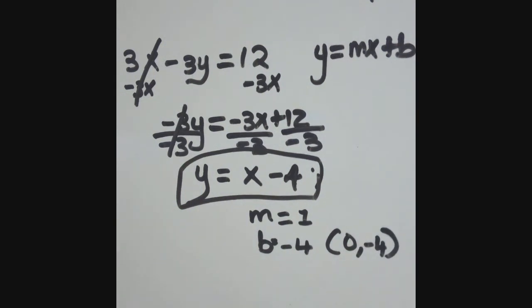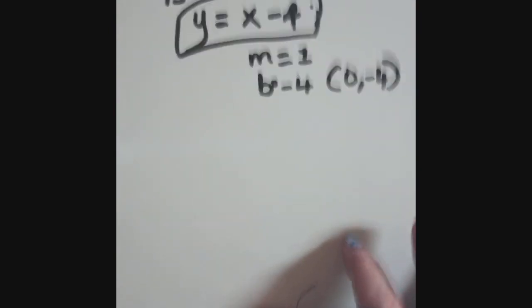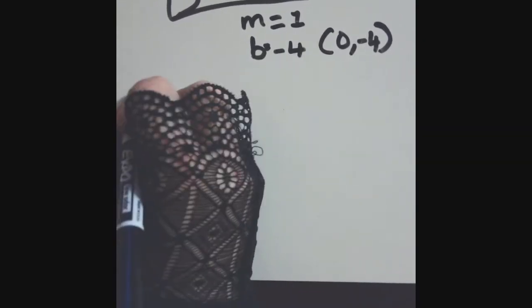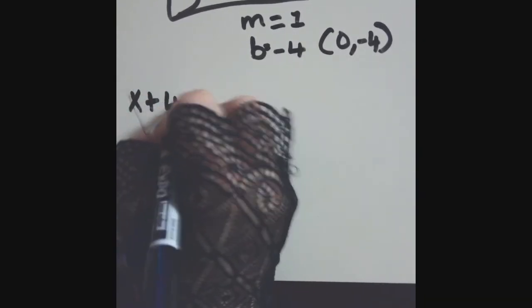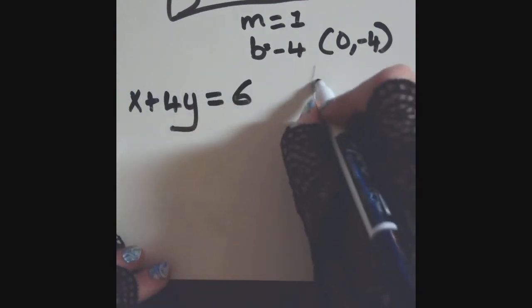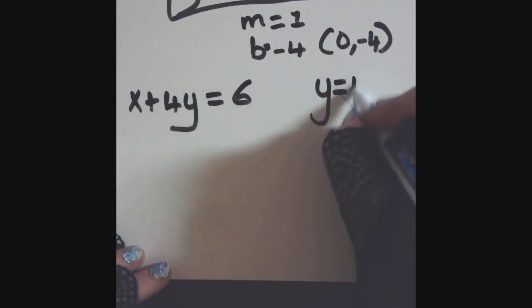All right. Let's do one more just to be on the safe side. So I'm going to move this down a little bit. Camera down. Let's go ahead and do this one. X plus 4y equals 6. So remember, we always want it to look like this.